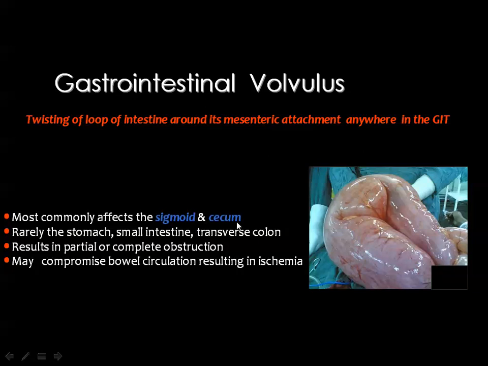Then finally, we are discussing the issue of volvulus, and the volvulus of the colon usually affects the sigmoid and the cecum. They are considered the most common types of volvulus all over the gastrointestinal tract. However, you remember that volvulus may affect the stomach, as we have discussed in the subject of gastric imaging, and sometimes you get volvulus of the small bowel.